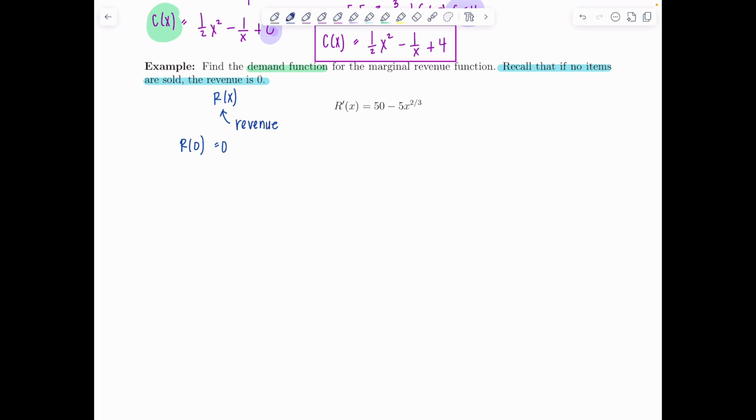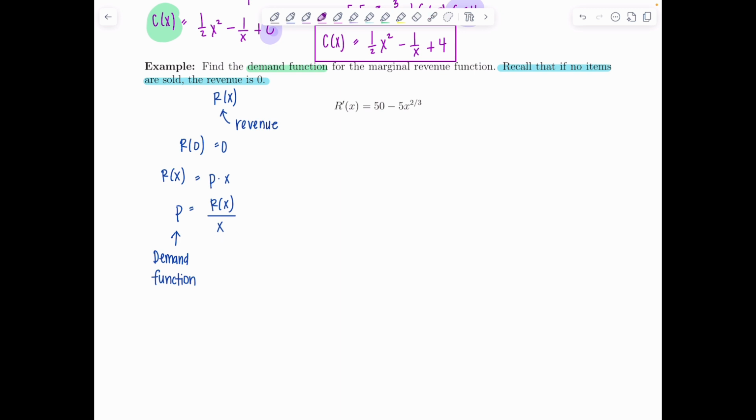Well, remember revenue, R of X, is P times X, and P is our demand function, the price. So our demand function would be revenue, R of X, divided by X. There's our demand function. Okay, so we can get there. We just have one extra step, basically. We're going to find the antiderivative, so we get the revenue function. And then to get the demand function, I'm going to go ahead and divide that revenue function by X. And then we're done. Okay, just one extra little step.